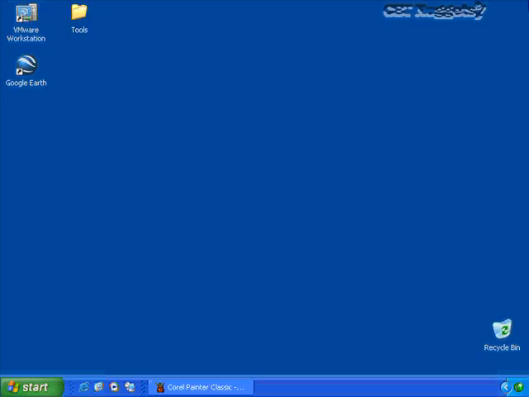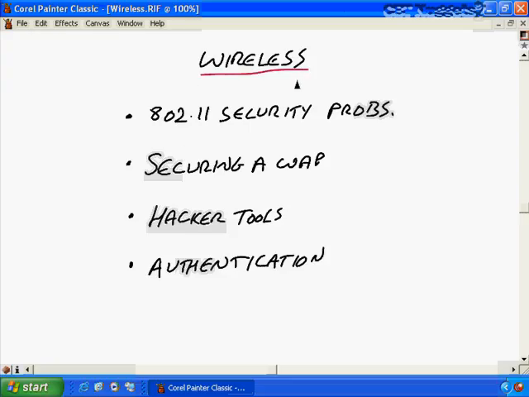Wireless networking. In this nugget, we talk about wireless security, or as some would say, wireless insecurity, because it's not that secure, especially if you're using default settings on an 802.11b wireless network. And that's one of the security problems. We'll have 802.11a, b, and g, g probably being the best of all of them.